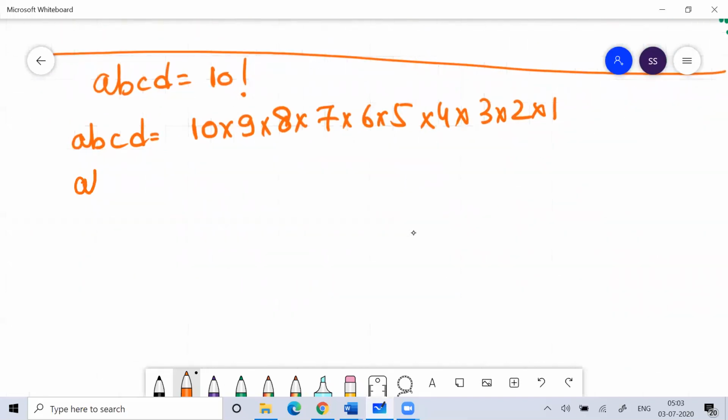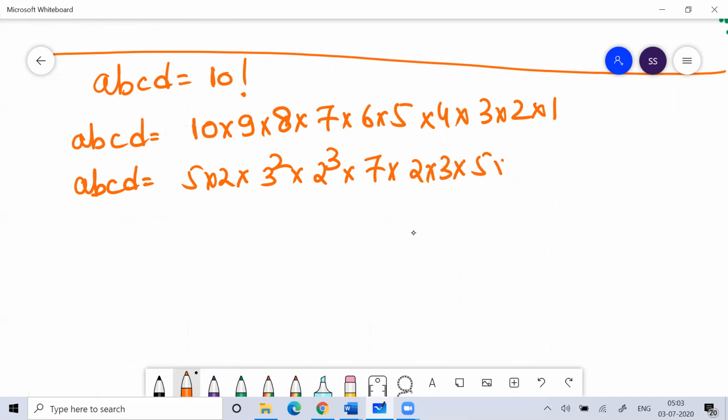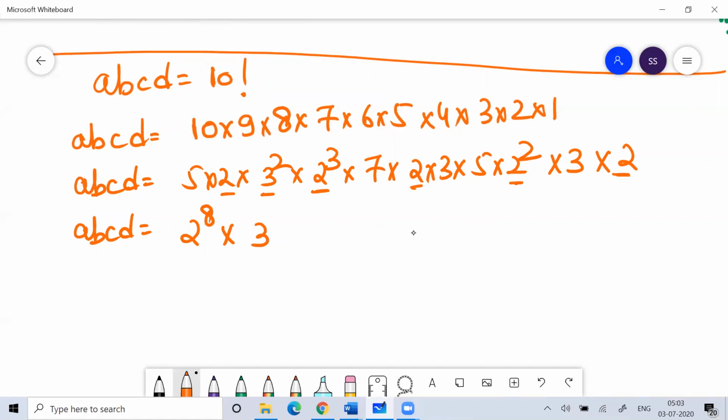So I can write 10 as 5 into 2, 9 as 3 square, 8 as 2 cube, 7 as 7, 6 as 2 into 3, 5 as 5, 4 as 2 square, 3 as 3, and 2 as 2. So abcd I can write as 2 to the power 8 into 3 to the power 4 into 5 to the power 2 into 7. This is 10 factorial.